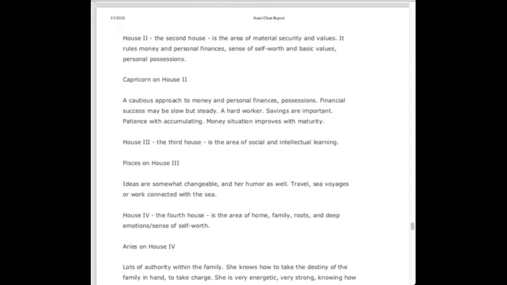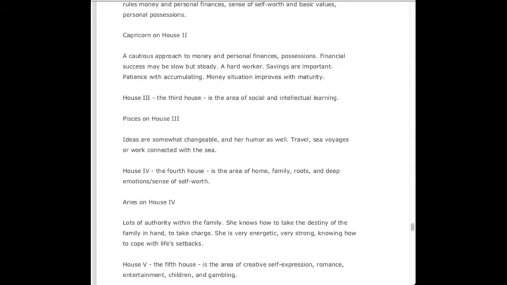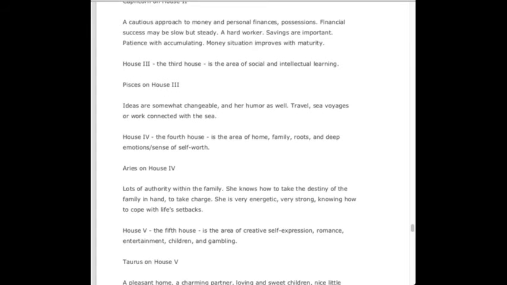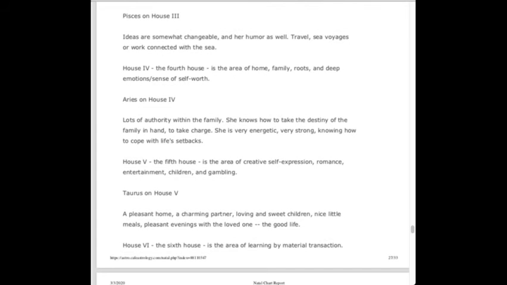Aries in house 4. Lots of authority within the family. She knows how to take the destiny of the family in hand and take charge. She is very energetic, very strong, knowing how to cope with life's setbacks. House 5, the fifth house, is the area of creative self-expression, romance, entertainment, children, and gambling. Why gambling? All right, well, that's what's in there.